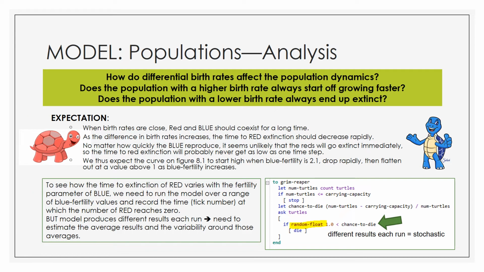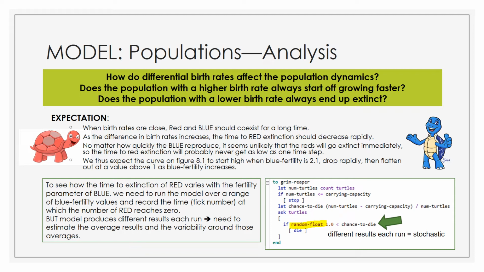If we think about this problem for a minute, we can form a pretty strong expectation of the answer. When birth rates of the two species are close, they should coexist for a long time. As the difference in birth rates increases, the time to red extinction should decrease rapidly. But no matter how rapidly the blue reproduce, it seems unlikely that the reds will go extinct immediately, because the model is initialized with 500 of them.